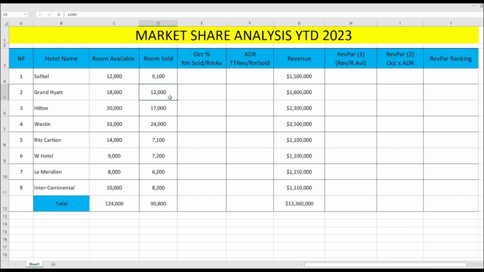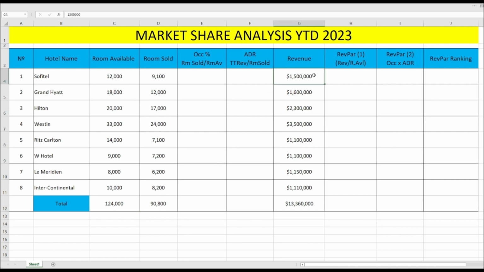Grand Hyatt 12,000 rooms sold, Hilton 17,000, Westin 24,000 rooms sold, Ritz-Carlton 7,100 rooms sold, W 7,200 rooms sold, Le Méridien 6,200 rooms sold, Intercontinental 8,200 rooms sold. So the total for the 8 hotels is 90,800 rooms sold.